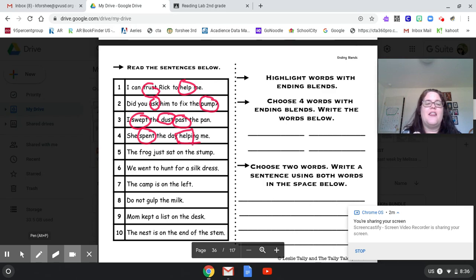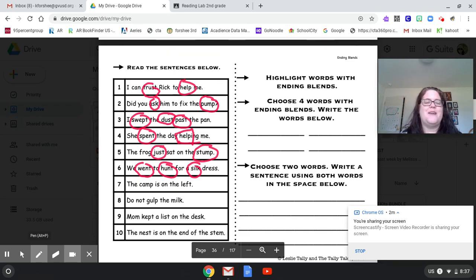Okay. Number five, the frog just sat on the stump. We went to hunt for a silk dress. Now, again, I'm not circling dress. Why? That's right. It's two consonants, but one sound.